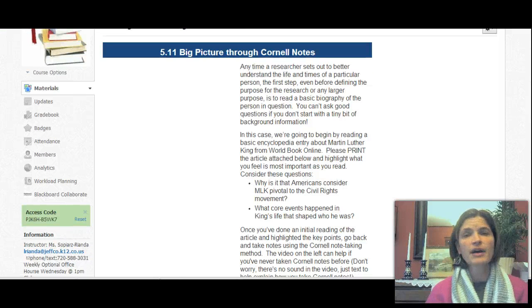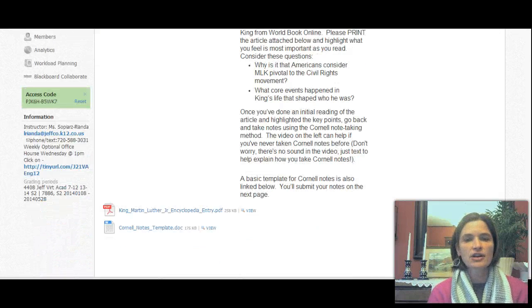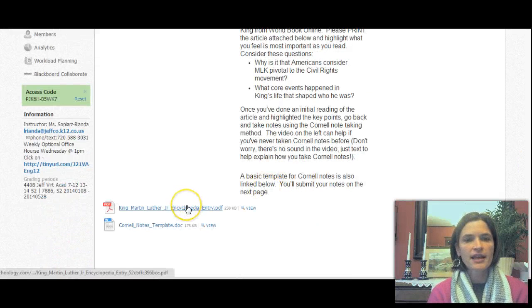So at this time, a researcher sets out to better understand the life and times of a particular person. The very first step, even before defining the purpose for the research or any larger purpose, is to read a basic biography of the person in question. So you basically can't ask good questions if you don't have somewhere to start. And here is that place to start. So down here is an encyclopedia entry on the life and times of Martin Luther King Jr.